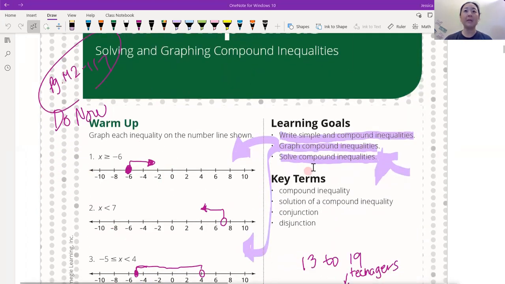So this is our warm-up. Again, our learning targets are: write simple and compound inequalities, graph compound inequalities, which is the do now, and then solve compound inequalities. We're going to spend most of our time here trying to solve these things.